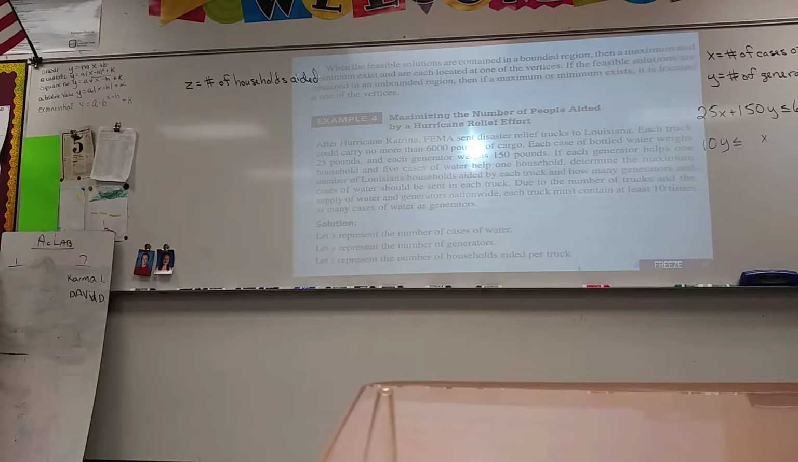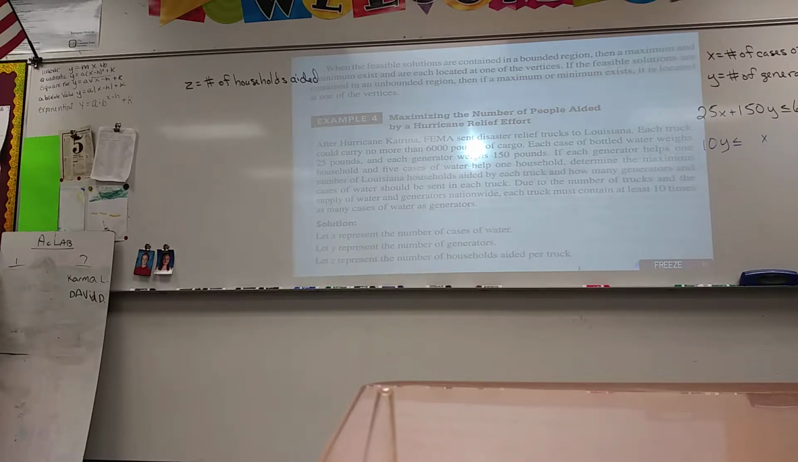I'm just asking, because y always has to be less than x. If we have more cases of water than generators, right? Y always has to be less than x. I mean, we're always going to have less generators than cases of water. Right, but we're not talking about how many generators. We're talking about 10 times the number of generators, right? Well, that's what I'm trying to figure out.